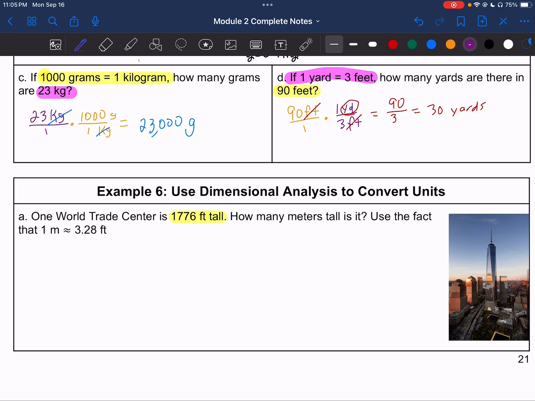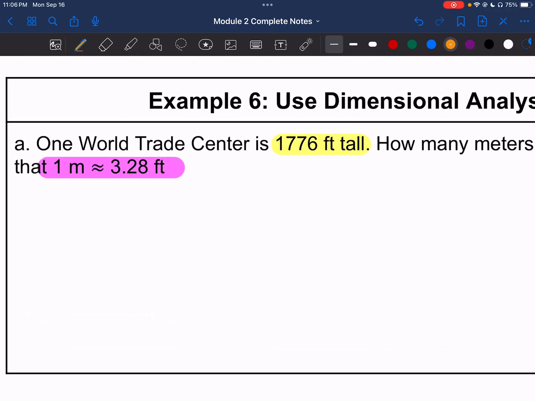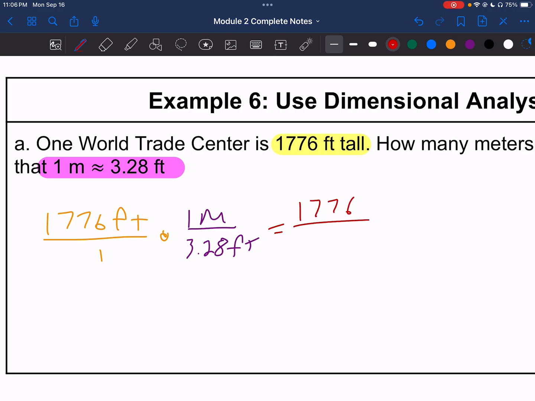And we're given a conversion factor of 1 meter is 3.28 feet. So we start with 1776 feet over 1. And we are going to multiply that by our conversion factor, which is that 1 meter, the unit that we want to end with, is 3.28 feet. So now it's time for the multiplication. We go straight across. 1776 times 1 is 1776. 1 times 3.28 is 3.28. Our feet cancel out, and we're left with meters.